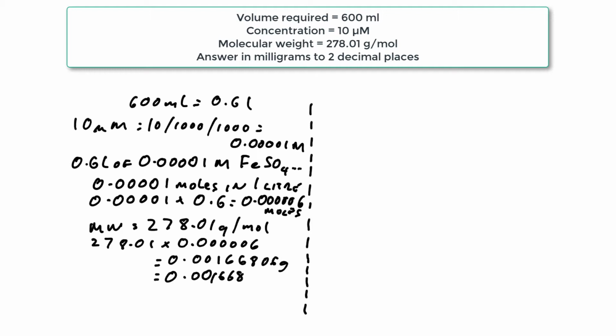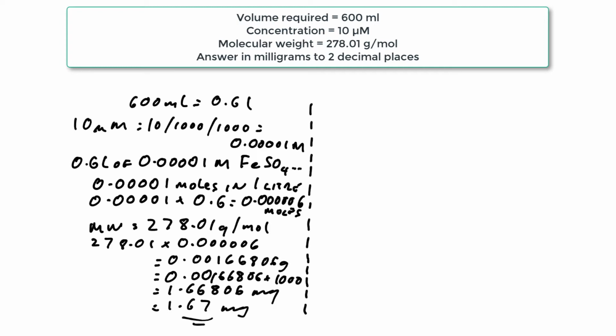To convert this grams to milligrams, remember there are 1000 milligrams in a gram, we just need to take this 0.001668606, multiply it by 1000, and this gives us an answer of 1.66806 milligrams. And as you will recall, the question asks for the answer to 2 decimal places, so when we round this to 2 decimal places we get a value of 1.67 milligrams.